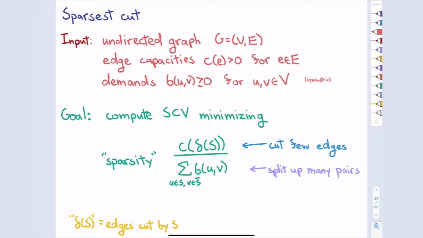In the numerator, I want this to be small, so I don't want to remove too many edges or too much capacity of edges. In the denominator is sort of like how many pairs are being split up, weighted by this B. So I have these demands in the denominator, and edges being cut in the numerator, and my goal is to minimize this ratio. Okay, that's the general version.